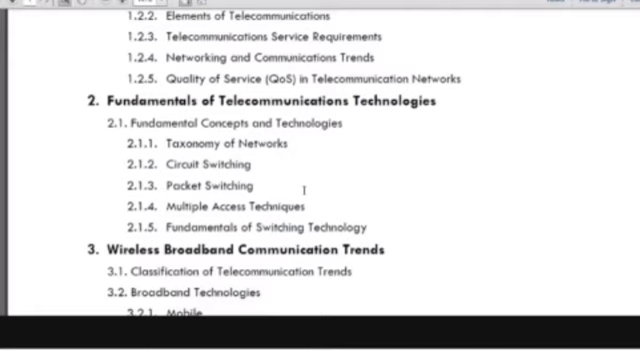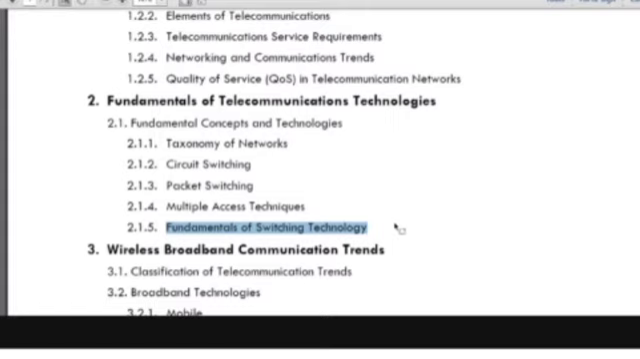So we will have that type of talk, multiple access techniques, and also with that, at the end of this second lecture, we will talk about fundamentals of switching technology. That means the switch fabric will be discussed in this part of the lecture.